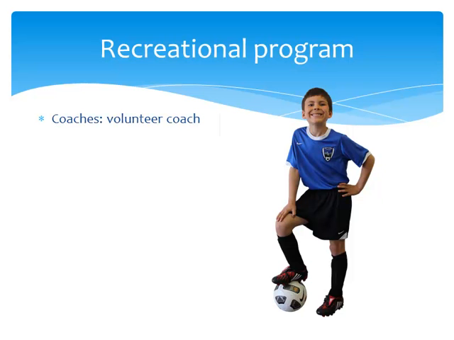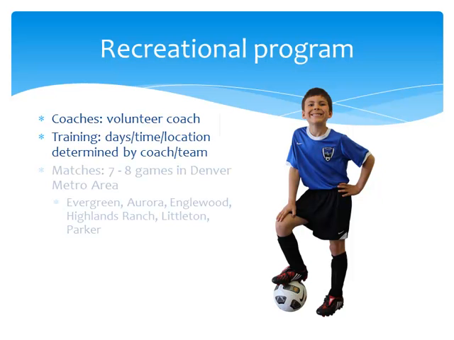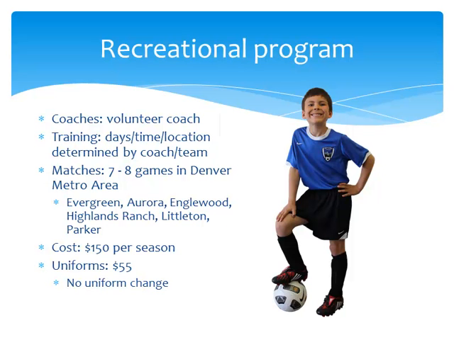So the recreational program is what you currently have seen. It's a volunteer coach. The training days, times, and locations are determined by the team and coach. They play 7 to 8 games in the Denver metro area. And as you've seen, whether you're in cross quad or recreational, at the recreational level, we do not have a full group of Skyline teams to make a division. So we partner up with other clubs in the local area. The other clubs come from Evergreen, Aurora, Inglewood, Highlands Ranch, Littleton, and Parker. The cost is $150 per season, and the uniforms are $55. And as you can see on our uniform model right there, whatever current kit you have, whether you're cross quad or recreational, if you have a jersey that fits, you will not need to order a new uniform.